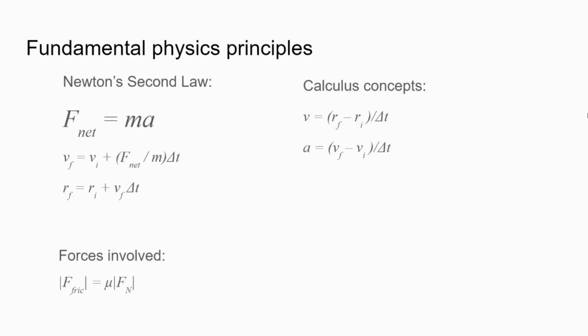The fundamental physics principle of this lab was Newton's second law of motion. Newton's second law of motion states that the net force acting on a moving object is the product of the object's mass and acceleration. Derived from this law are the velocity update and position update equations, which were used in this lab. The only force involved in this lab was friction force. Some concepts from calculus were also used to calculate velocity and acceleration.